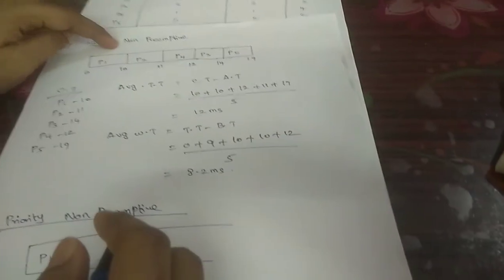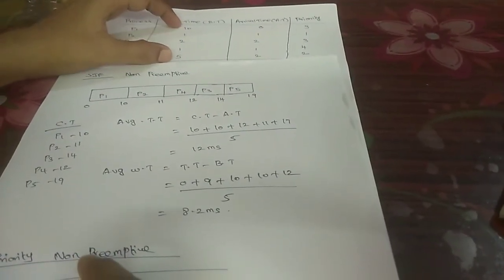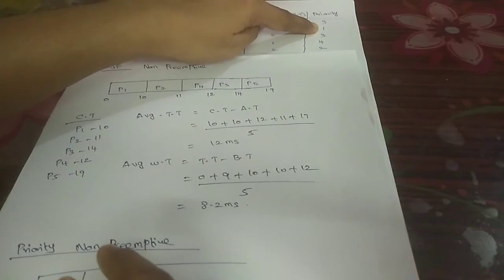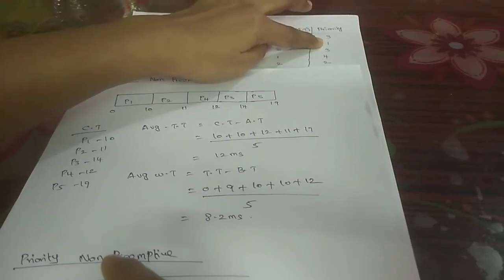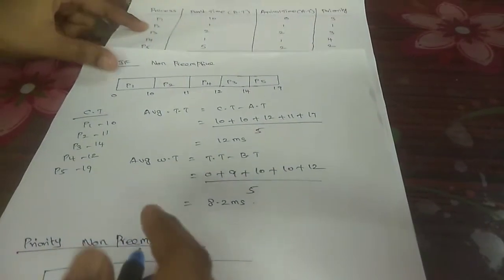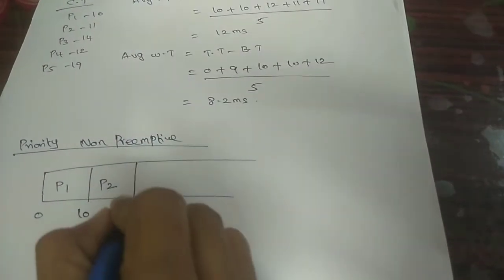In the case of SJF, we compared the shortest burst time, but in the case of priority, we are going to compare the priority, the highest priority. The least priority number will have the highest priority. Okay, so 1 has the highest priority, that is P2. So the next process P2 will be entering. It executes for only 1 millisecond.